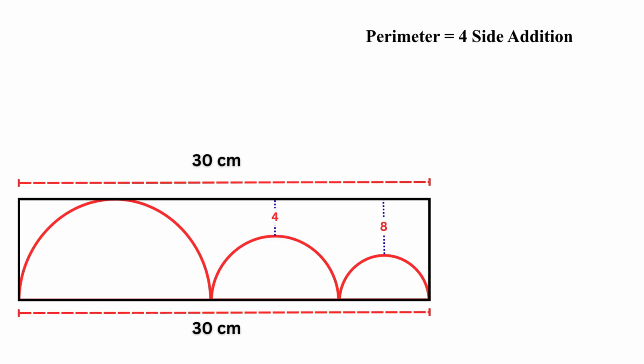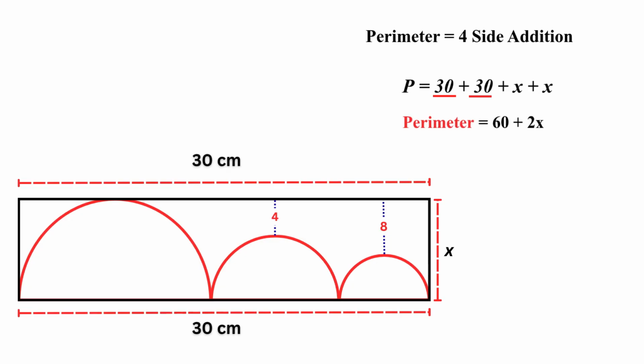But here is a problem. We don't know the width of the rectangle. For this, let's consider this length as x units. Now we can find the perimeter. The perimeter of this rectangle is 30 plus 30 plus x plus x. This 30 and this 30 becomes 60, and x plus x becomes 2x. So the perimeter is 60 plus 2x.